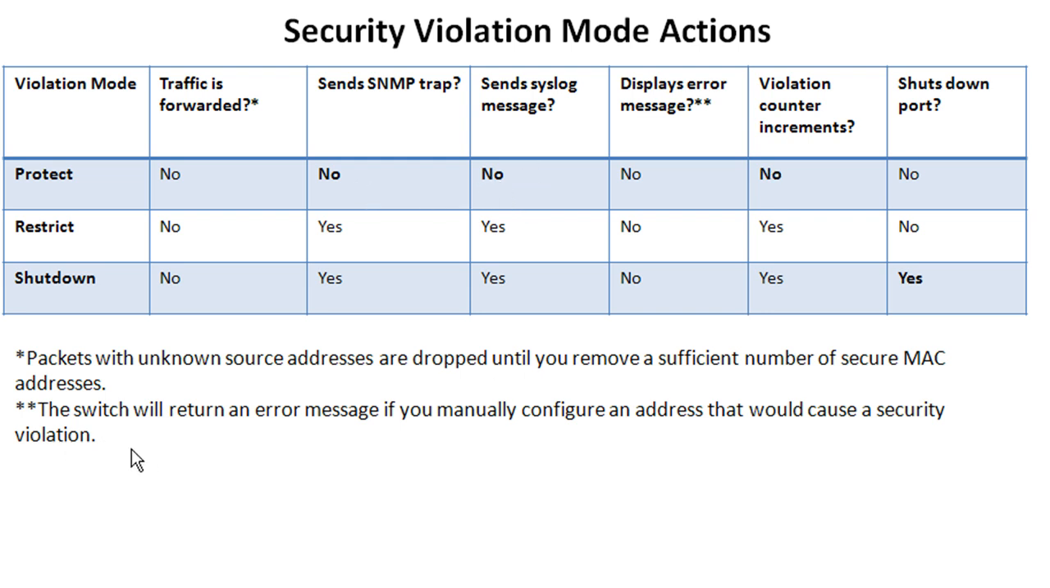And these asterisks at the bottom, the first one makes sense. Once you stop the behavior that is causing the violation, traffic is once again forwarded. This last one, switch will return an error message if you manually configure an address that would cause a security violation. We'll see that on the CLI, but what this is talking about, this is confusing, is that say I say port F0/1, I configure it for static MAC address of ABC, and then I try and do that same configuration on port 2. It's not going to allow that configuration. It's going to give you an error message. So that's what this is referring to.